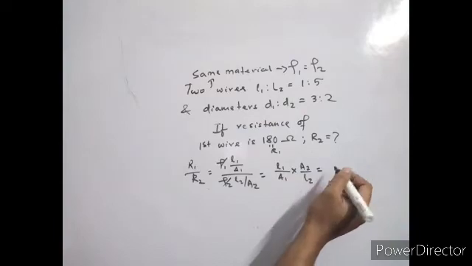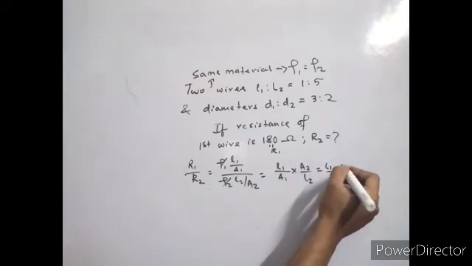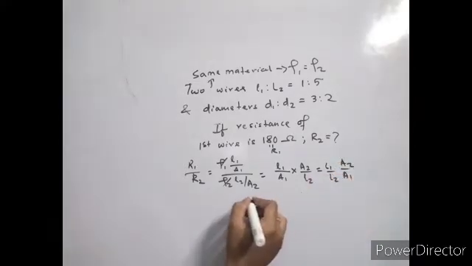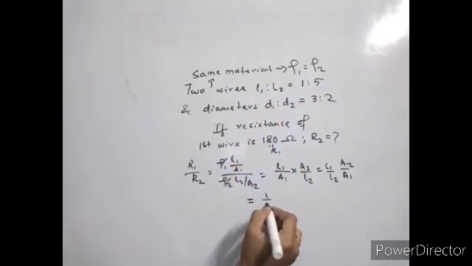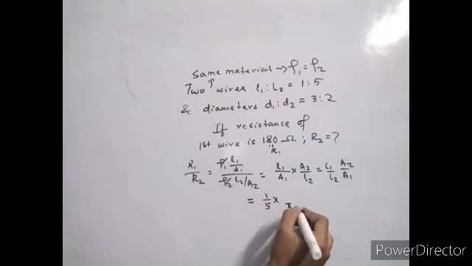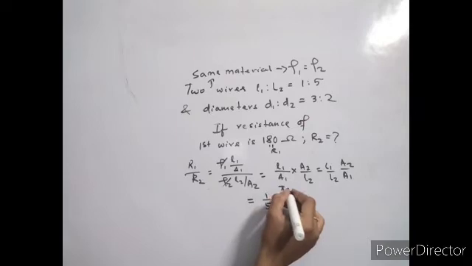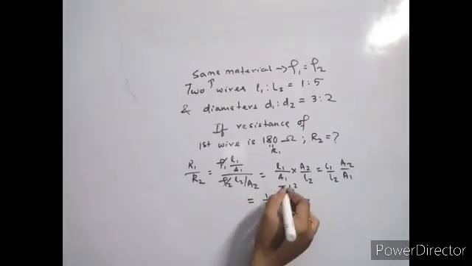Now the ratio L1 by L2 is given, so we have L1 by L2 times A2 by A1, and that is equal to L1 by L2, given as 1:5, multiplied with pi d2 square by 4 in the numerator and pi d1 square by 4 in the denominator, for A2 and A1 respectively.